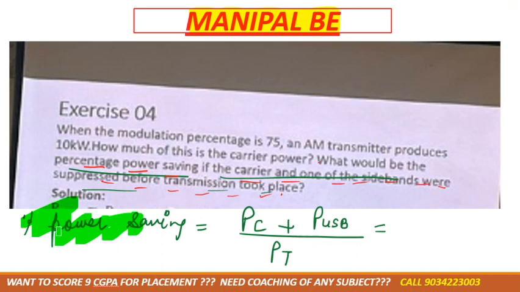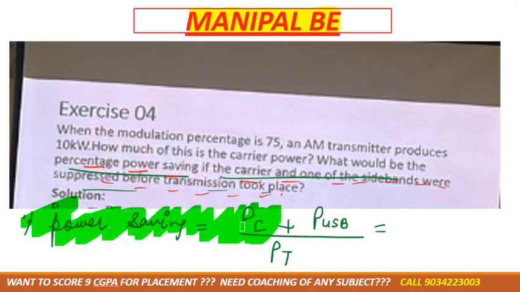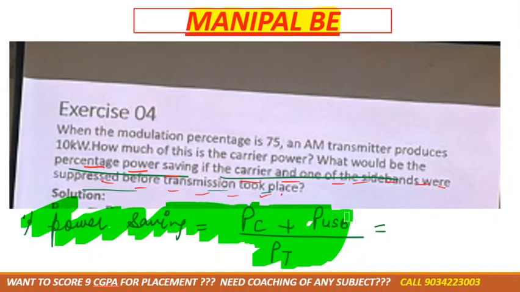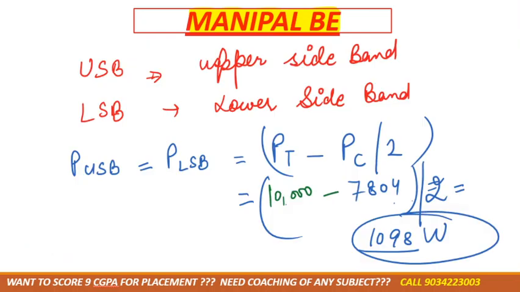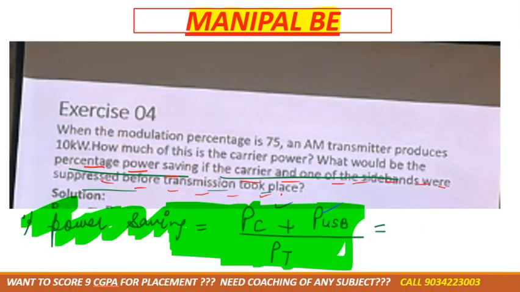Actually there are many formulas related to AM and FM, and every formula you need to remember because none of the formulas is mentioned in the handbook. Okay, you have PC, you have PUSB which you just calculated, and you have total power. Just substitute the value: 0.8902 multiplied by 100 because they are asking for the percentage, so it would be 89%.